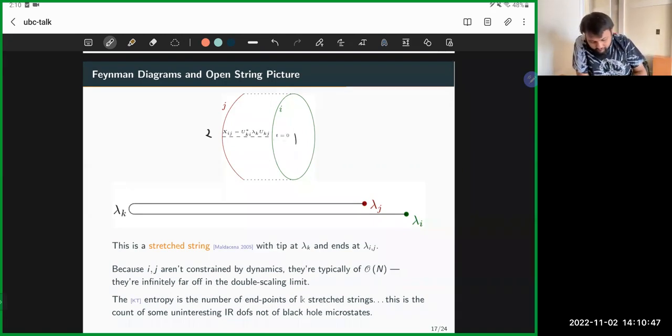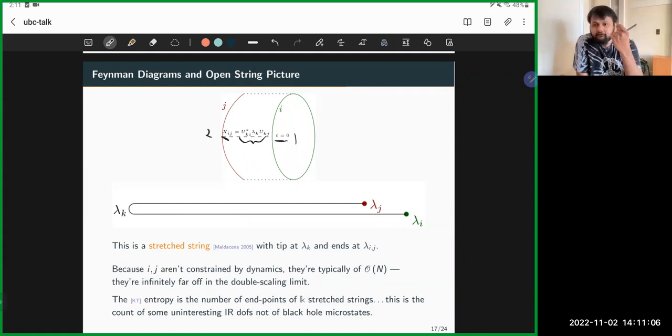Now you cut the bit that goes through the t equals 0 slice. Because there's a thermal circle, and it's like an open string going around the thermal circle. At the t equals 0 slice, you find some matrix element x_ij, which you can decompose like this.